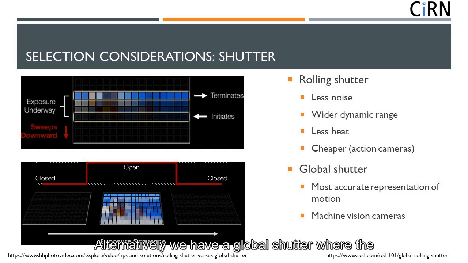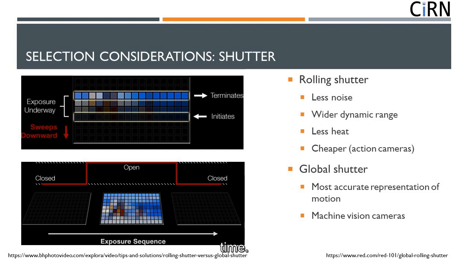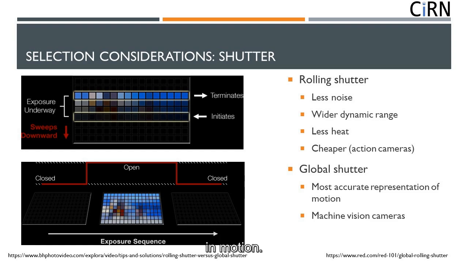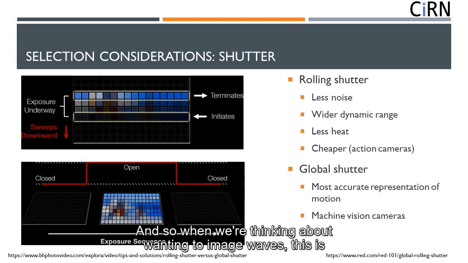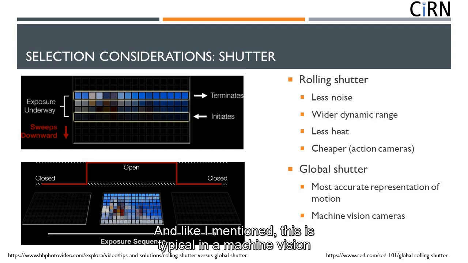Alternatively, you have a global shutter where the sensor is closed off, then opened, exposed to light, all at the same time. So you get the full picture all at once, and then closed again. This tends to be the most accurate representation in motion. And so when we're thinking about wanting to image waves, this is an important consideration as to whether you're going to use a rolling shutter or a global shutter. And like I mentioned, this is typical in a machine vision camera.